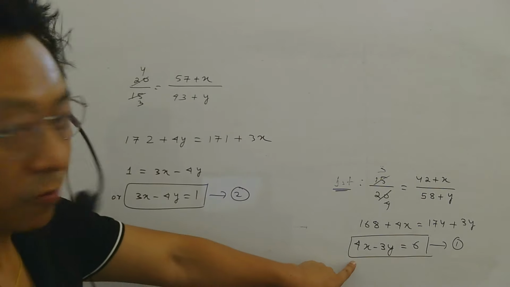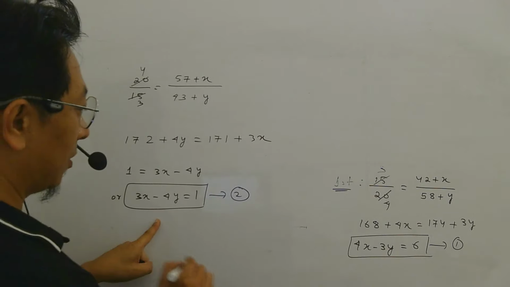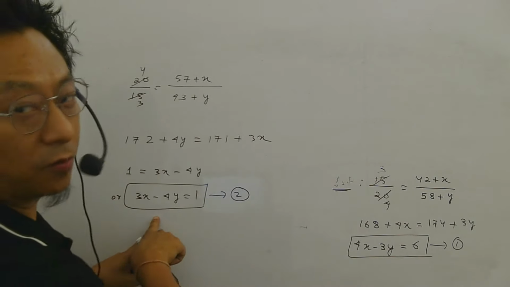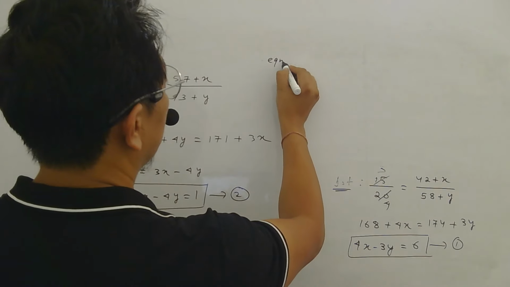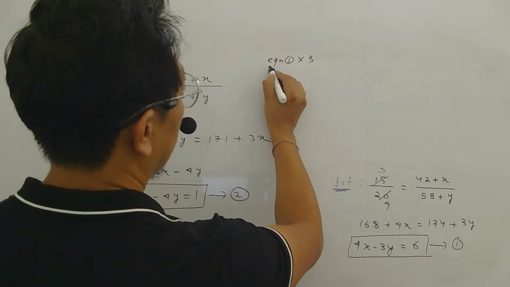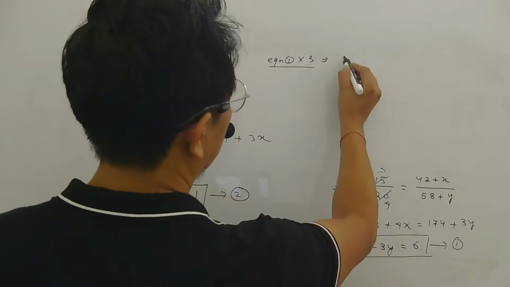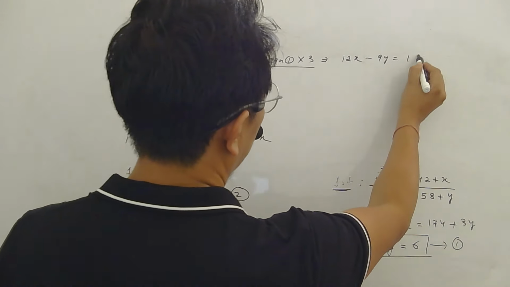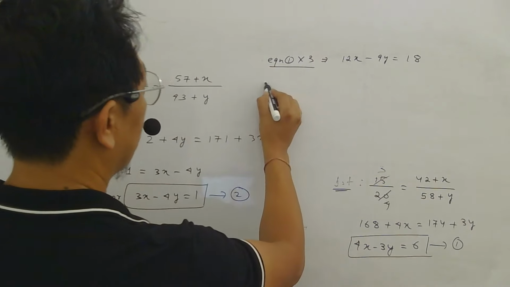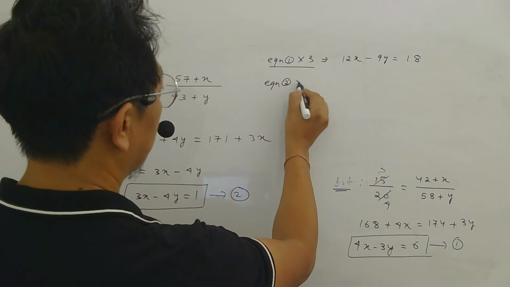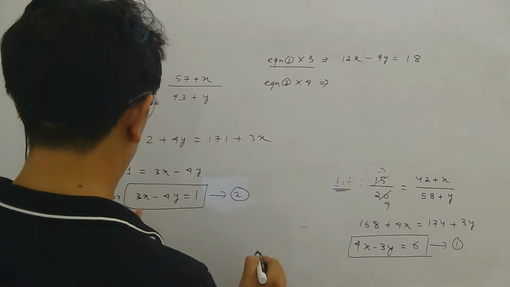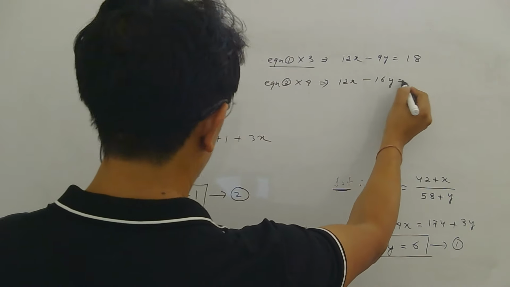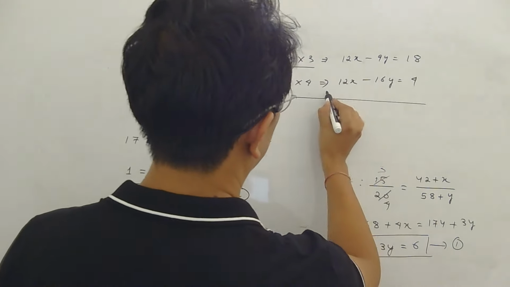So here is equation 1 and here is equation 2. To solve this, I will multiply this with 3, I will multiply this with 4. So equation 1 into 3 will give you 12x minus 9y equal to 18. Then I will multiply equation 2 with 4. So 12x minus 16y equal to 4. Then subtract.